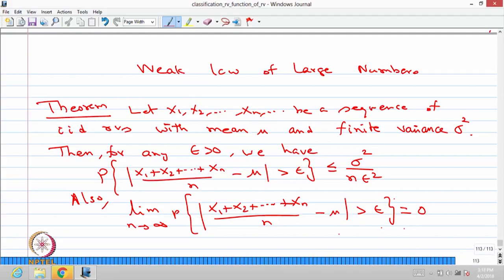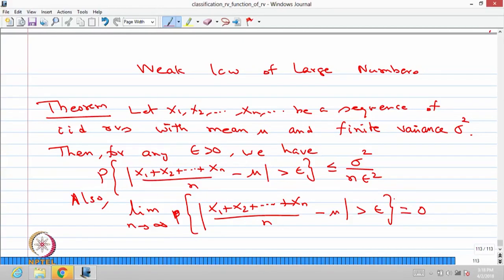Then for any epsilon you can have limit n tends to infinity probability of the event in absolute sense summation divided by n, that is nothing but x bar which we have denoted earlier, minus mu which is greater than epsilon is equal to 0. If this condition is satisfied, then we can conclude this sequence of random variables obeys a weak law of large numbers.